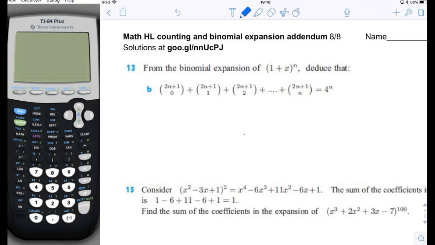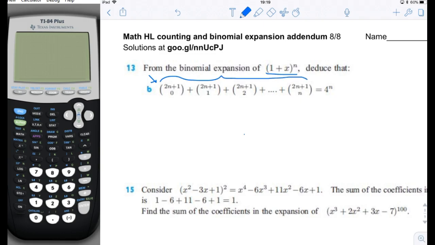Okay, we're doing page 8 of binomial expansion addendum, and we're going to start out with a pretty bizarre problem, 13b, where we have (1 + x)^n, and they said to use that to deduce the following expression below, and this is also a pretty bizarre expression. You might say, okay, what the heck do I do?